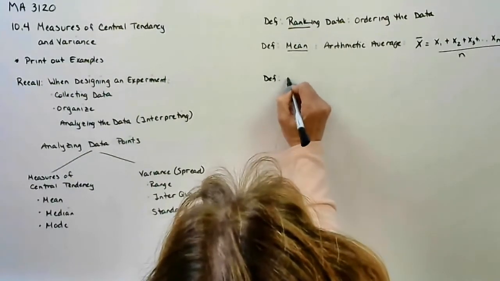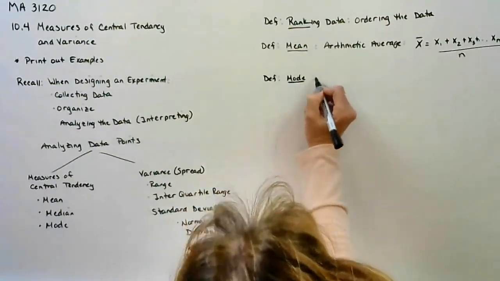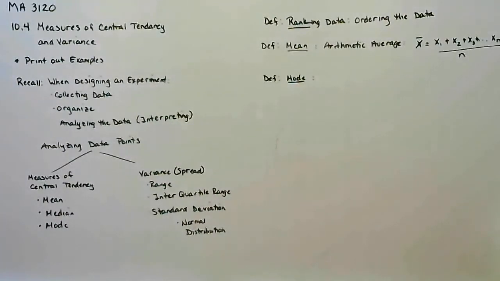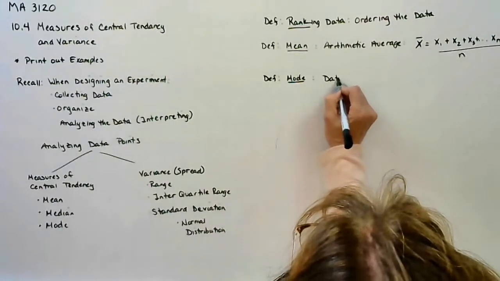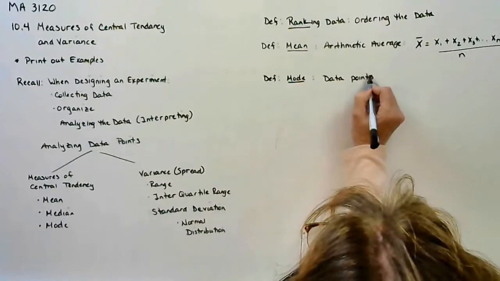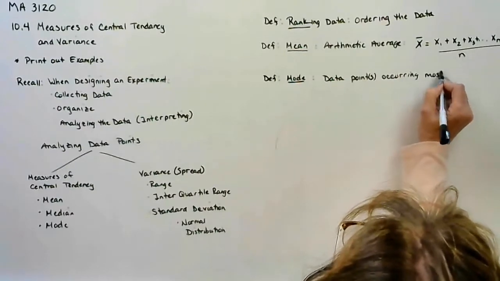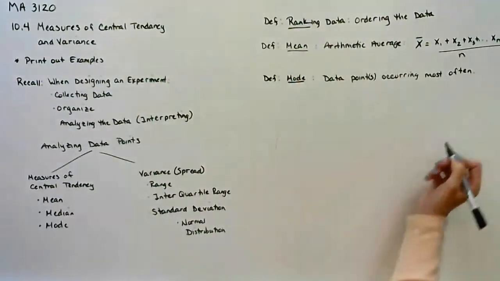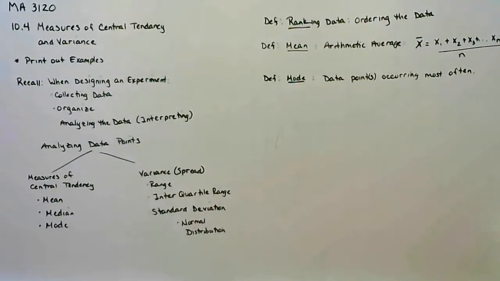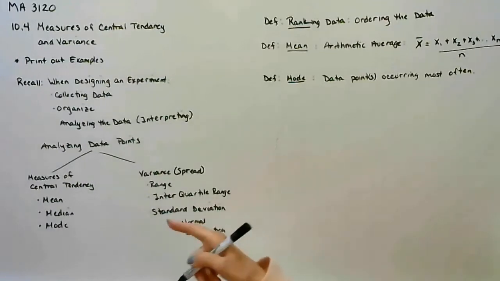Then the definition of mode is the data point which occurs most often. I forgot about median, I'll come back to that. The data point or points occurring most often. And you can have more than one mode. It could be bimodal or trimodal. So if you have several data points that are the same number, whichever one has the most is called the mode. Whichever two have the most are called the mode, as long as those numbers are the same amount. Okay? And I forgot to put median.